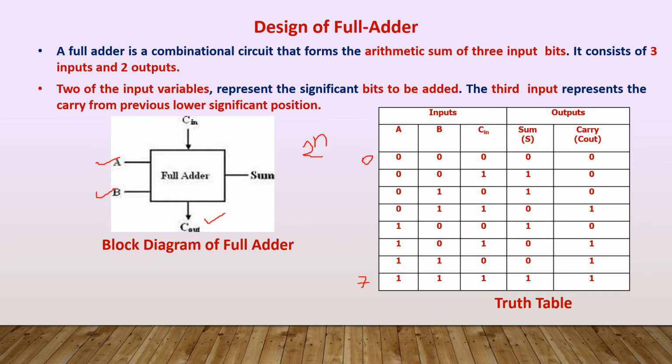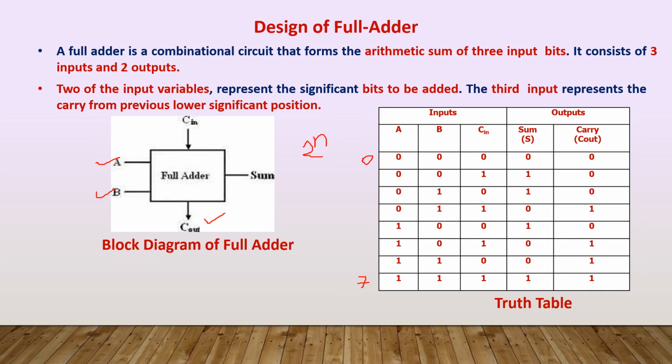Okay. So now we can perform manual addition. We are going to find the sum and carry. First we add the first 2 bits. 0 plus 0, 0. Again 0 plus the previous carry, which is 0 initially. So 0 plus 0, 0. So both sum as well as carry are equal to 0. Second case, 0 plus 0, 0. 0 plus 1 is 1. So sum is equal to 1, carry is equal to 0.